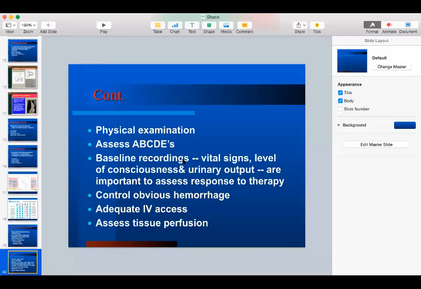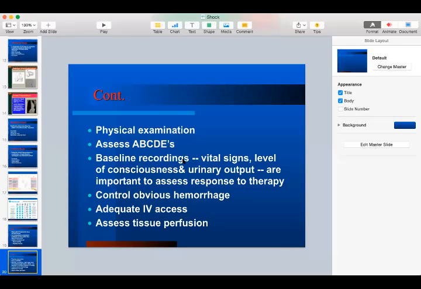Baseline recordings, obviously, are vital as well. The vital signs, which are your heart rate, blood pressure, temperature, and respiratory rate, are important. Level of consciousness: how is the patient? Is he conscious or not? Is he knocked out? What's the urinary output of the patient? These are all important to assess the response to therapy and for the initial assessment of the patient.